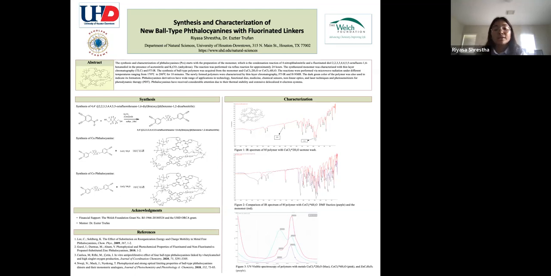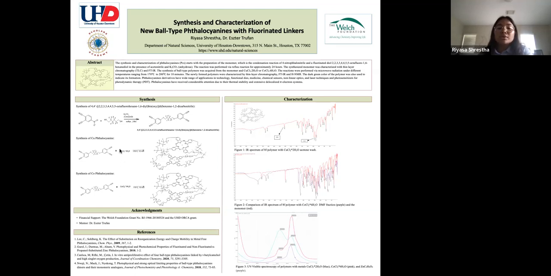The way I synthesized ball-type phthalocyanines was a 2-step process. The first step was to make the monomer, which can be seen under synthesis. The first reaction is the making of the monomer in a reflux condensation reaction. Then the second step is to use the monomer and a type of metal to make the ball-type phthalocyanine. The third is also the use of the monomer and a different type of metal.